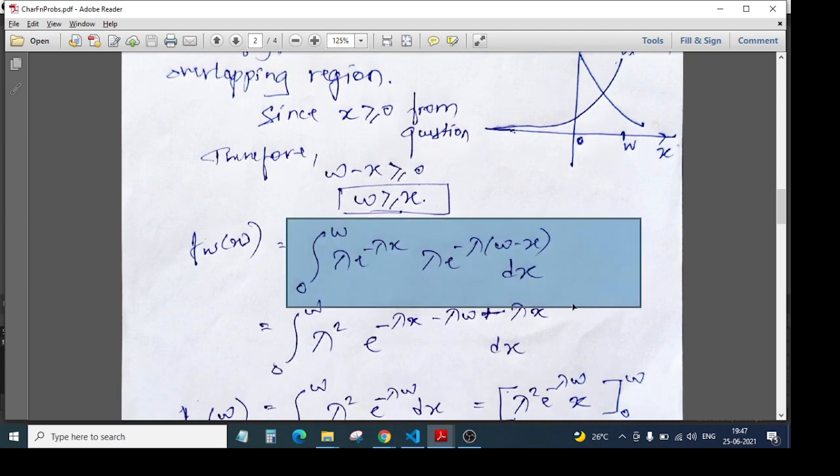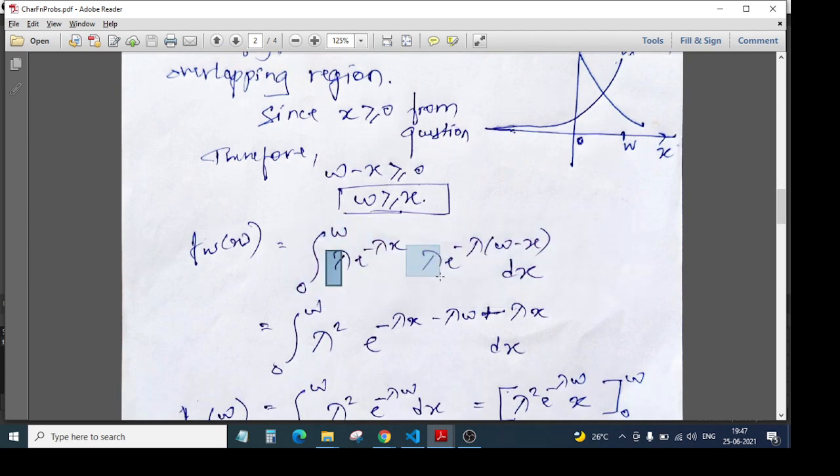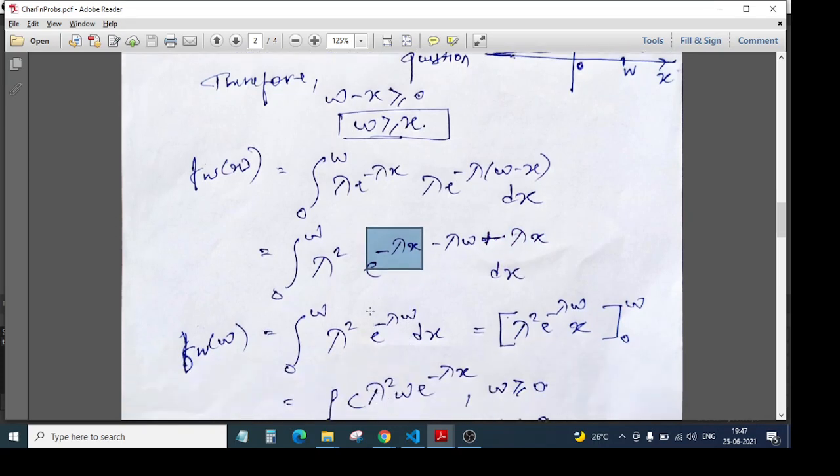Okay. Next, just try to solve this integration now. So lambda into lambda is nothing but lambda square. Okay. So e raised to minus lambda x and this exponential function, both we can add their powers. See here, it is e raised to minus lambda x. Just multiply this lambda inside, so it is minus lambda w. This minus and this minus would become a plus. Thereby it becomes lambda x. So you can observe this plus lambda x and this minus lambda x both would get cancelled, and the remaining thing is e raised to minus lambda w.